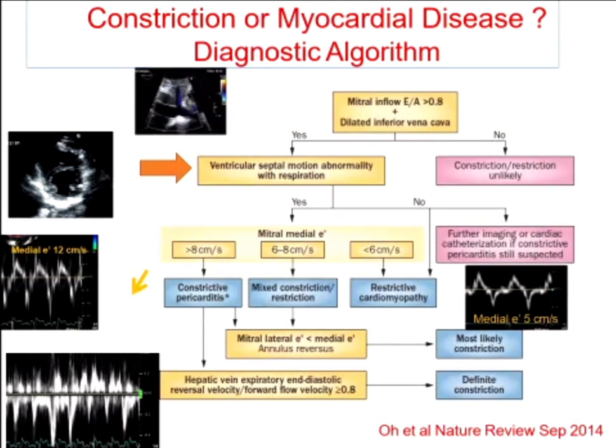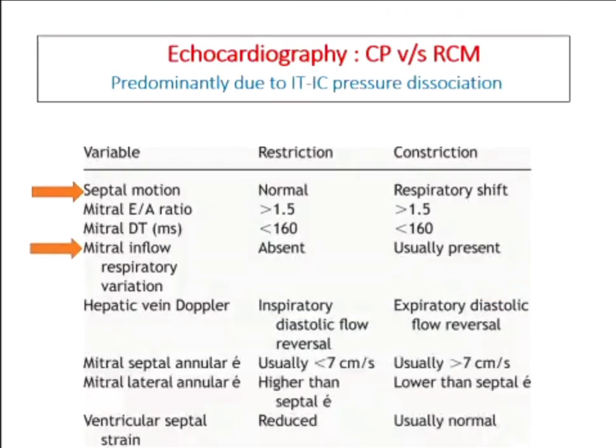So the point is, you will have to go with the second branch point where you have less than 6, 6 to 8. If you have any E prime velocity more than 8, that means your muscle is normal. That means it cannot be RCM, at least not very obviously. Then you may have to go for a second line investigation like a hepatic vein, etc. Now with VEXAS coming in, it's a lot more prevalent.